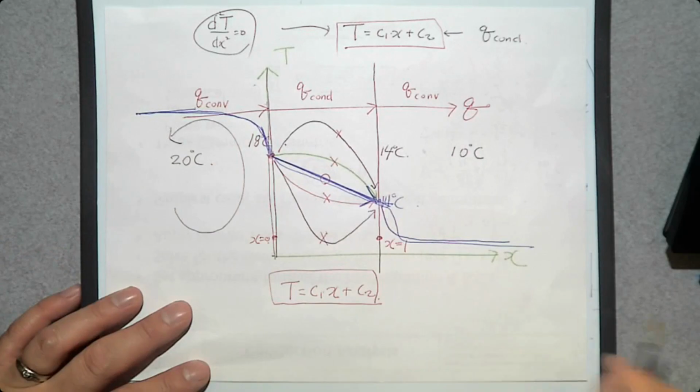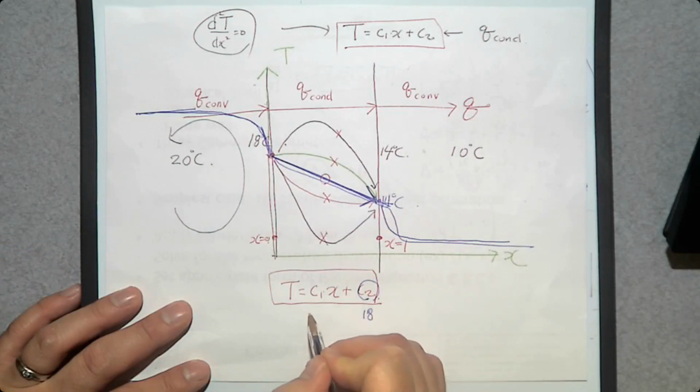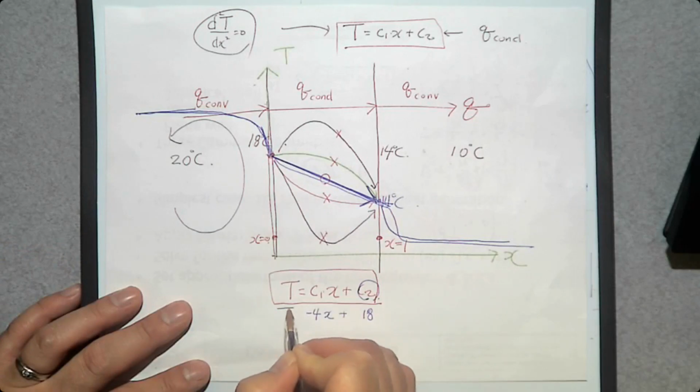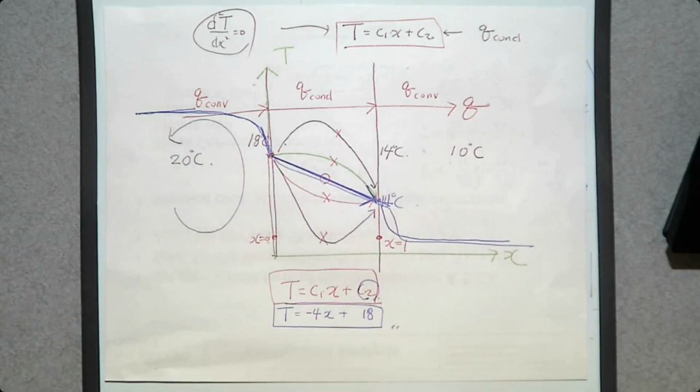Then this C2 is going to be 18, and C1 is going to be minus 4x plus T. So this is the temperature distribution in this case. So understanding heat conduction only is very easy, as long as it is steady state.